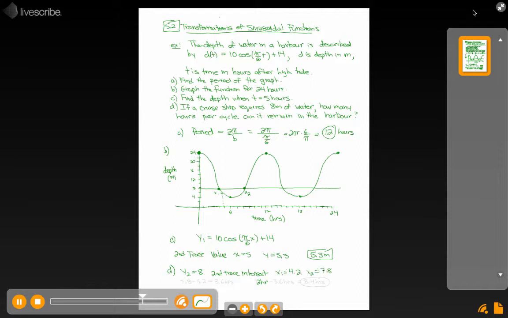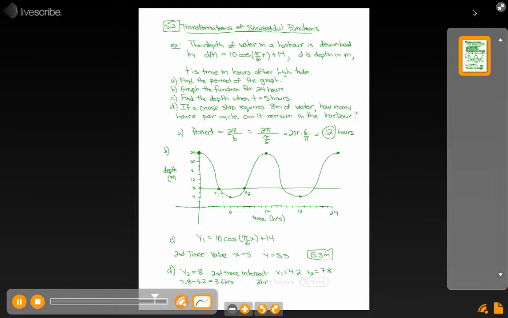So if you find these two intersections, I've called them x1 and x2. The first one happens at about 4.2 hours, and the second one at roughly 7.8 hours. And realistically, you wouldn't round yet, you'd get the decimals 4.22 and 7.77 or whatever they were. So it means that there's a total of 3.6 hours where this ship can't be in the harbor. 7.8 minus 4.2 is roughly 3.6 hours.